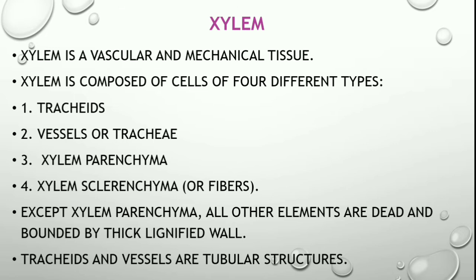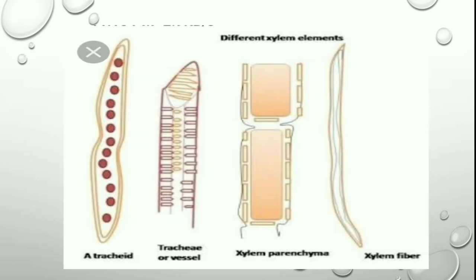Tracheids and vessels are tubular structures. Due to this tubular structure, they are able to transport water. Most of the xylem cells are dead because they act like pipes, and so they carry out the function of water transportation. In this slide we can see different cells of xylem tissue: xylem parenchyma, xylem sclerenchyma or xylem fiber, vessels and tracheids.